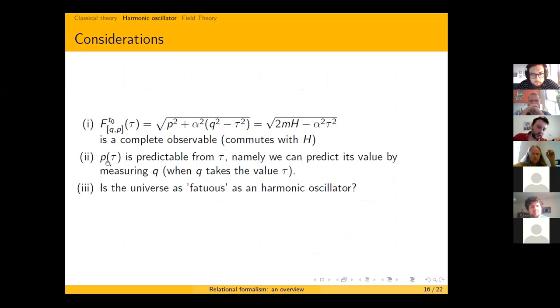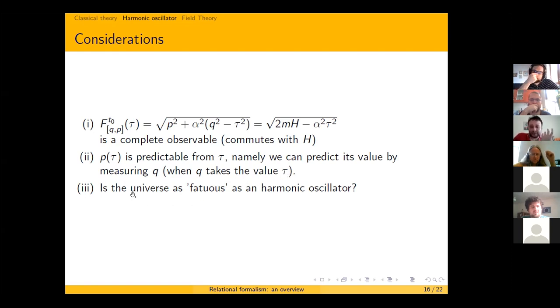And the other thing that we did was, instead of having two different dynamics, one for Q with respect to T and P with respect to T, we have here P with respect to Q, basically. Namely, we can predict the momentum just by measuring the position Q and saying that that measurement gives the value tau.